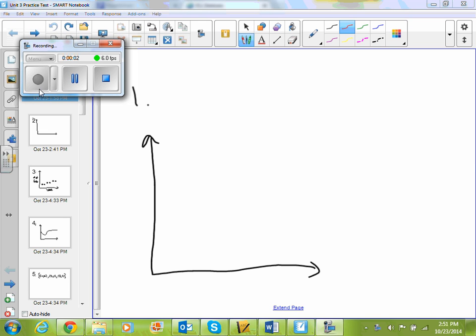So if we look at number 1, it should be in your folder probably, Tiana. Number 1 says sketch a graph for each situation and tell whether the graph is continuous or discrete. So, number 1, a girl was walking home at a steady pace, then she stopped to talk to a friend.